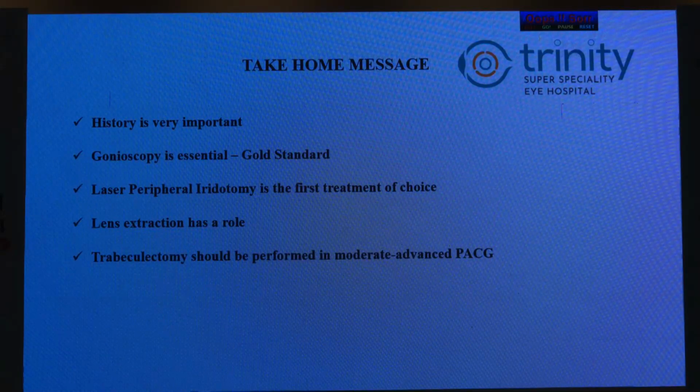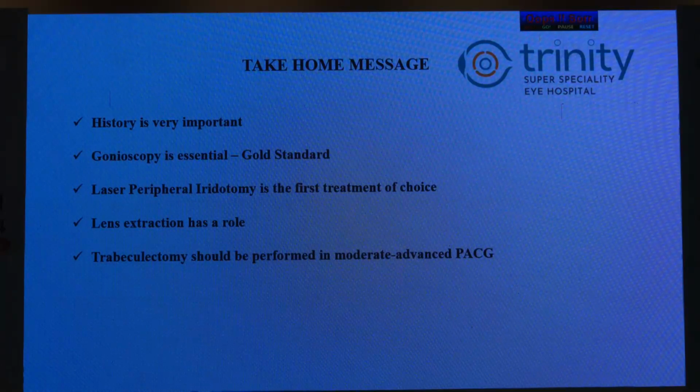So the take-home message is history is very important, because angle closure disease can occur due to drug-induced and other mechanisms also. Gonioscopy is essential, which is the gold standard. Laser peripheral iridotomy is the first treatment of choice. Lens extraction does have a role.